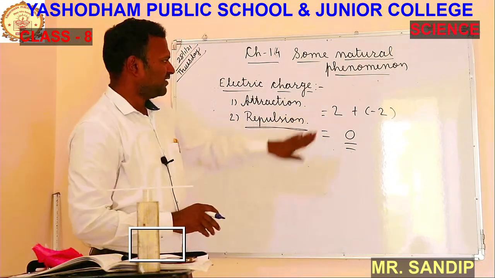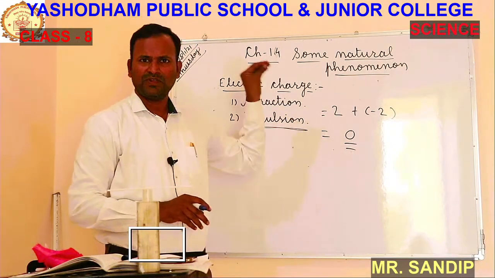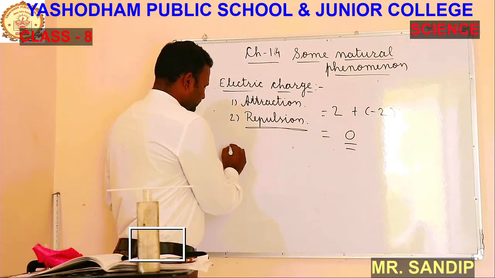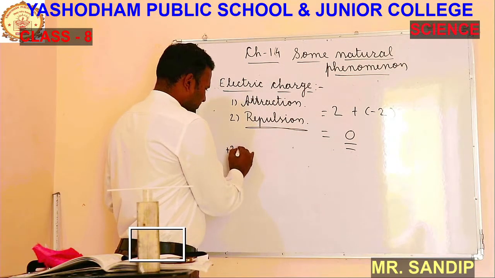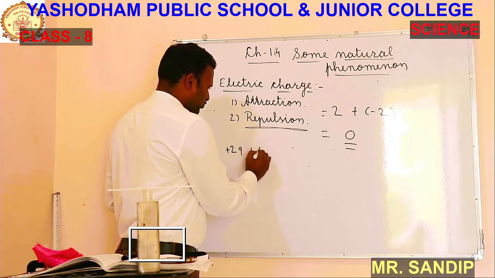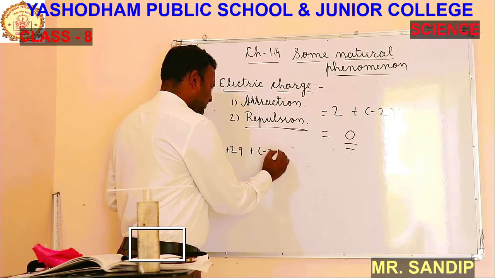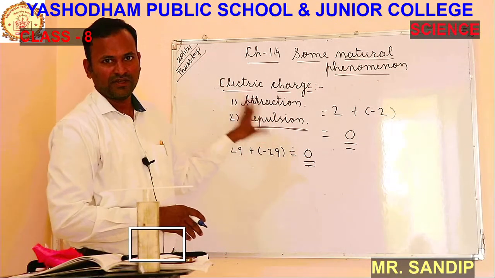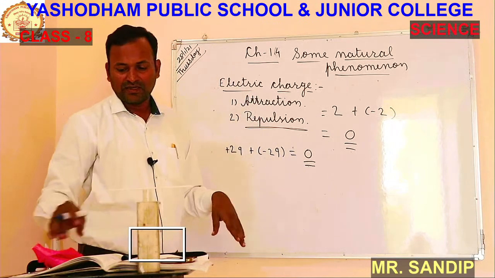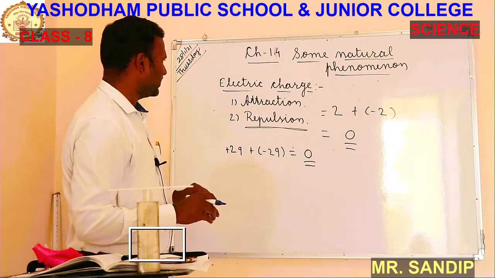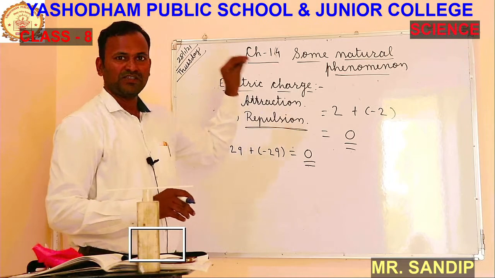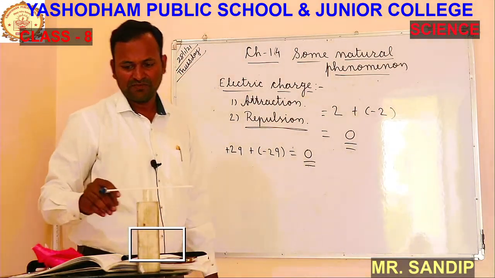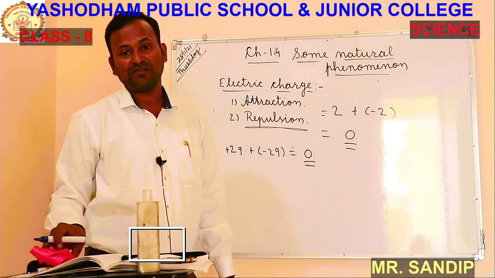The same thing happens with electric charges also. If we take 2 positive charges, and we add 2 negative charges, we get a neutral object. So after that, he proposed that we should give the charges the names positive and negative. These names were given by the scientist Benjamin Franklin.